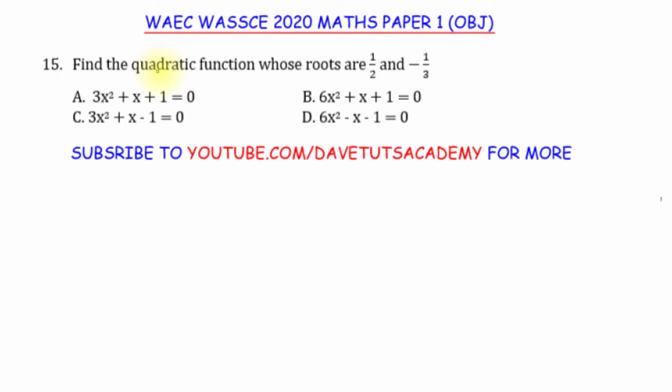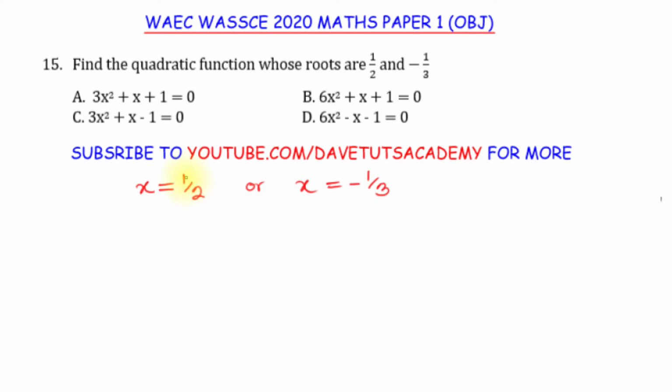In this question, we are to find the quadratic function whose roots are 1 over 2 and minus 1 over 3. That implies that since we are using x as a variable, that statement implies that we are being told that x is equal to 1 over 2 or x is equal to minus 1 over 3. And this is the starting point for us to actually bring these two together. And this is what we do.